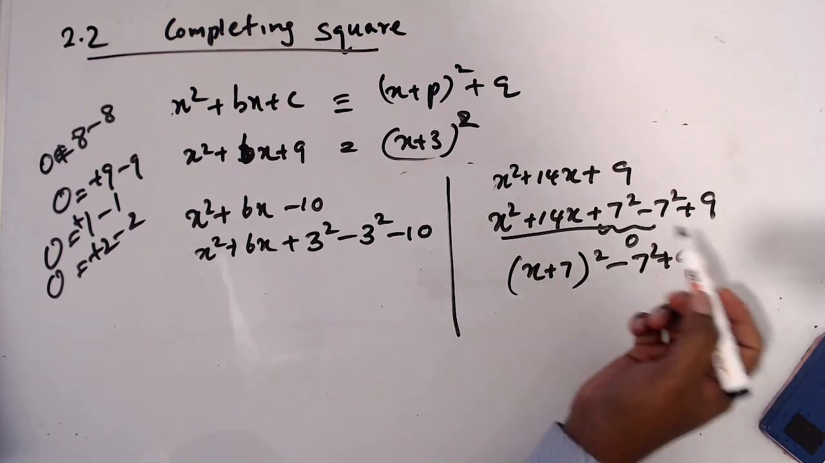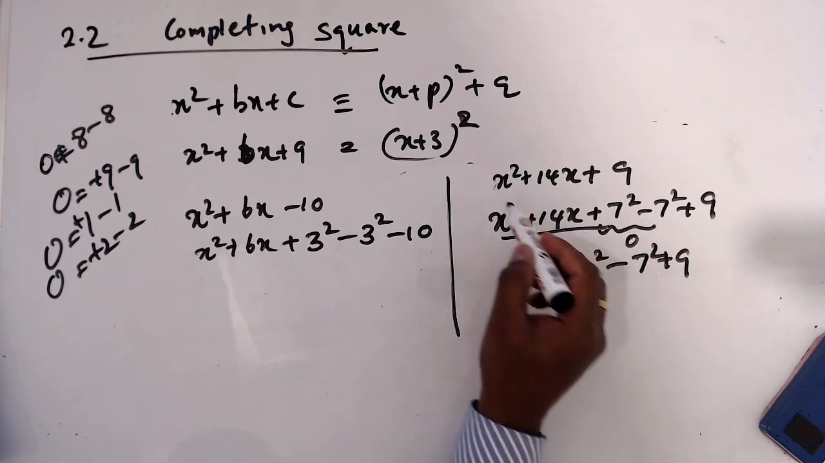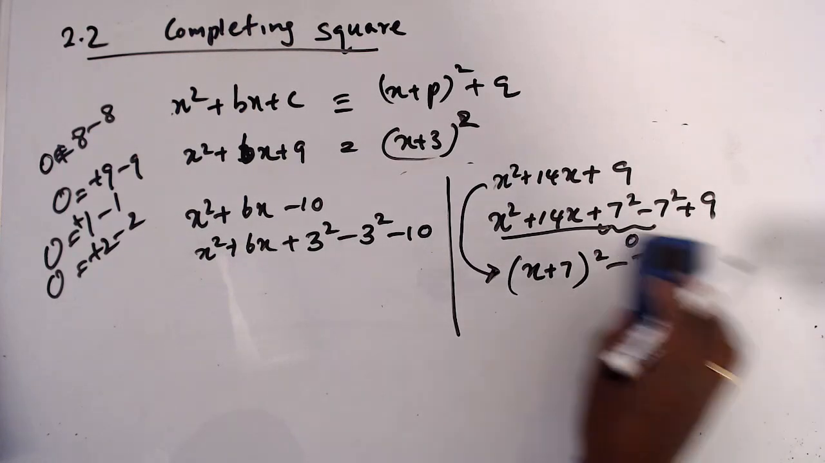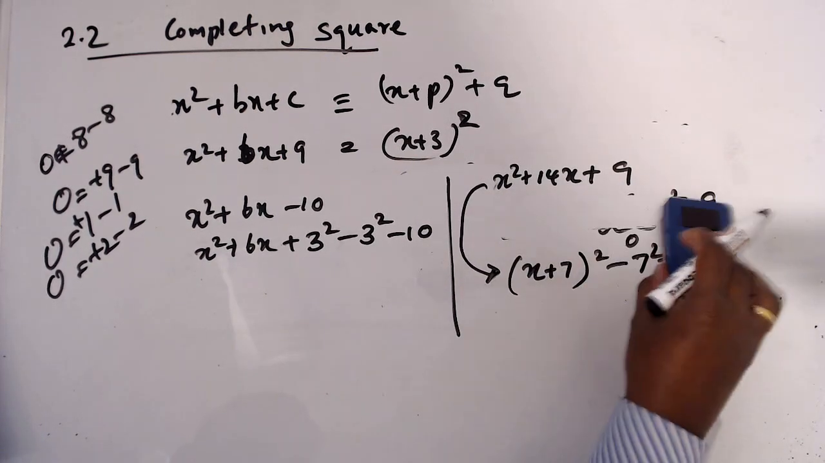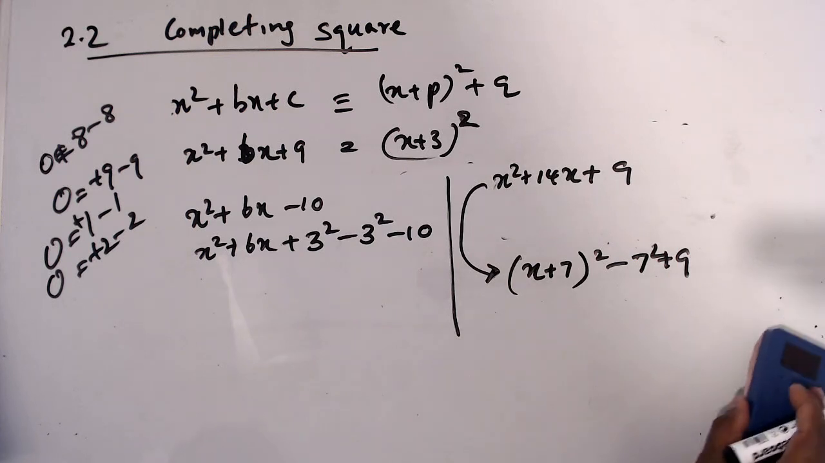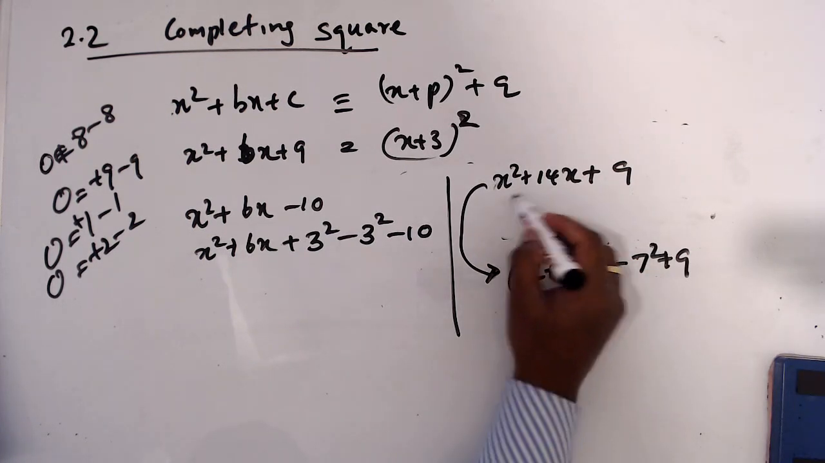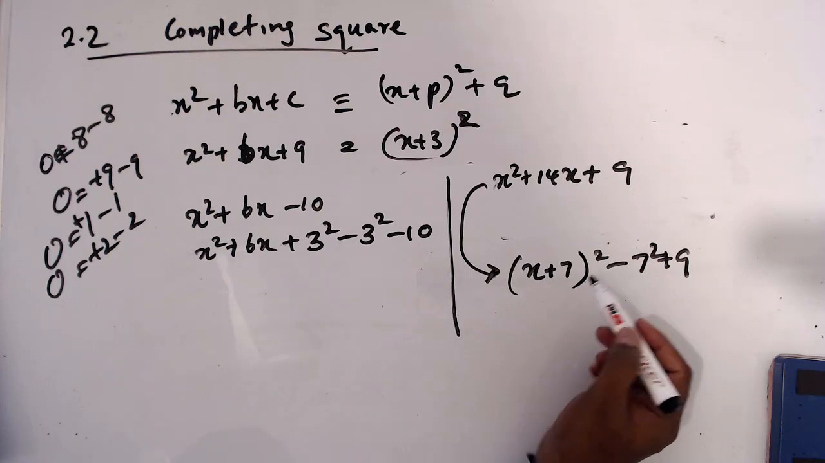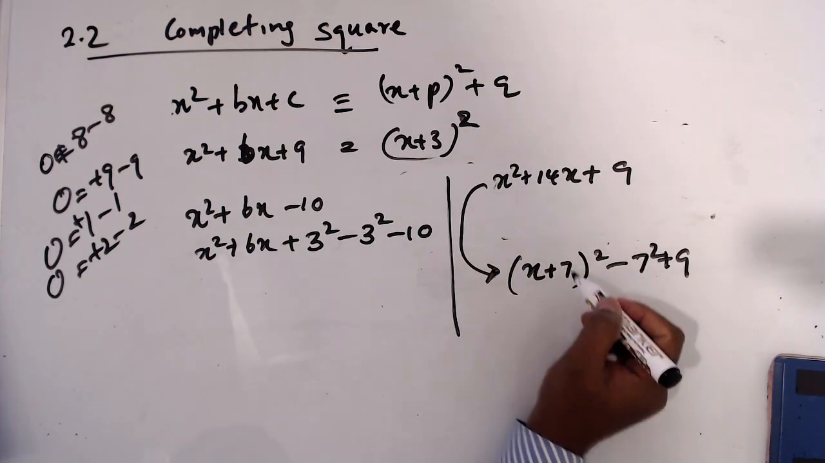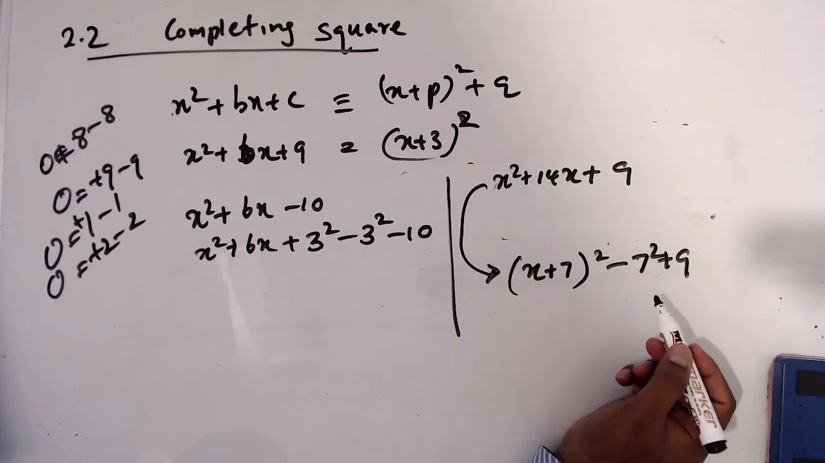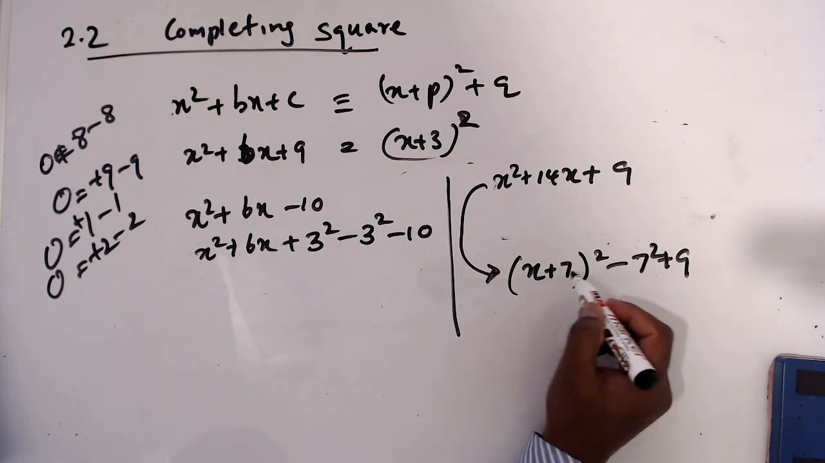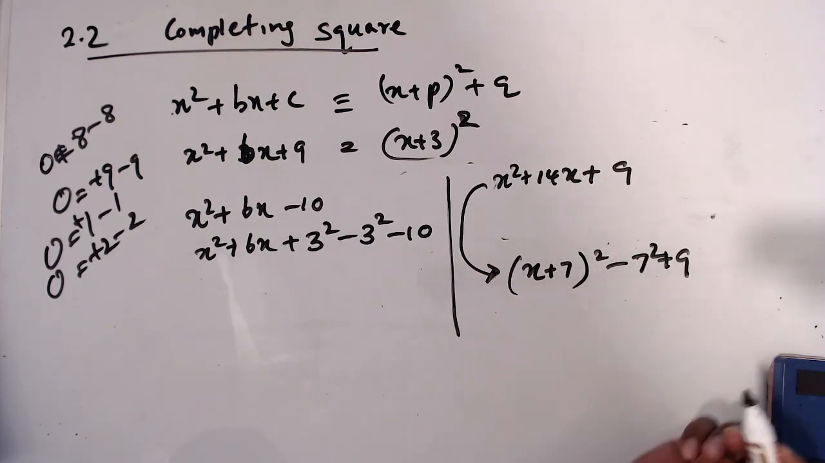Now can you try to write from here to here? I'll delete this one. Now you can see, if this is given, what do you need to do? Your x plus half of 14, which is 7, and you square it, and then you minus the square part of this. Then you minus 7 square plus 9.